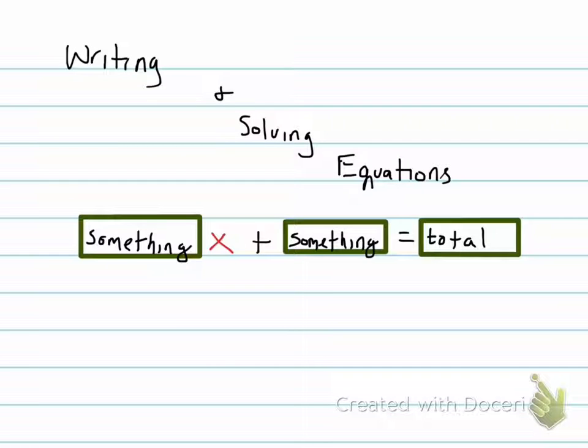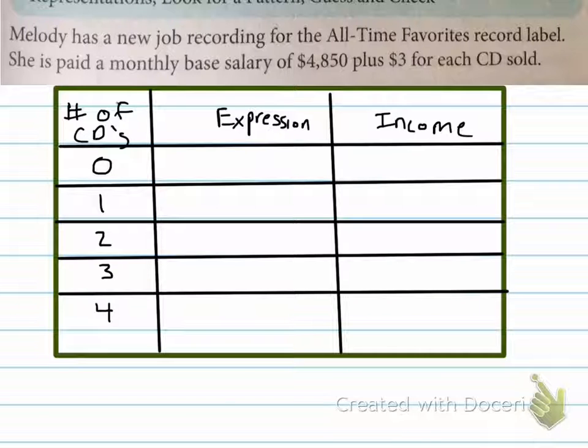Writing and solving equations. So down below, that's something it's gonna look like. Melody has a new job recording for the All-Time Favorites record label. She is paid a monthly base salary of $4,850 plus $3, let's highlight that whole thing, for each CD sold. I'll give you guys a second to try and figure out how to solve this.